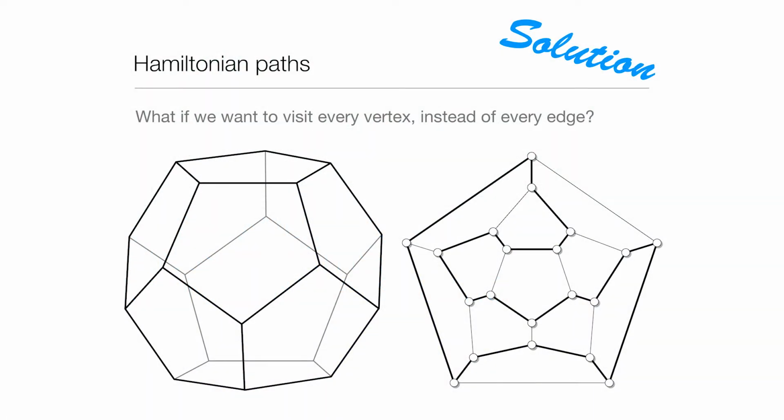Here's the solution to this Turing puzzle. So in fact, you can see that it is possible to cycle through the entire graph, visiting each node exactly once and coming back to your starting point.